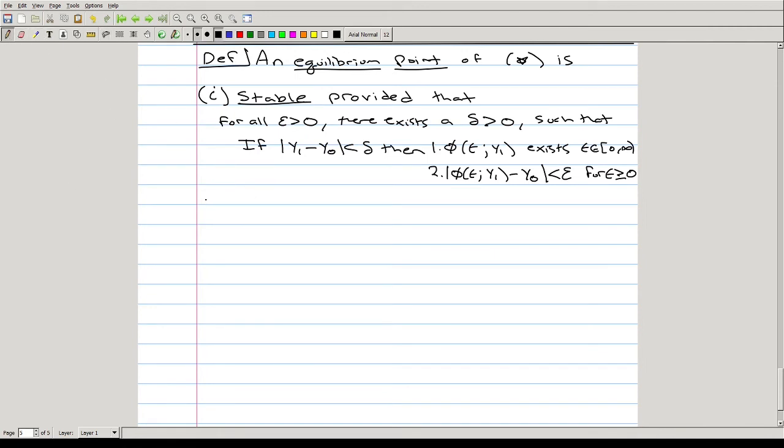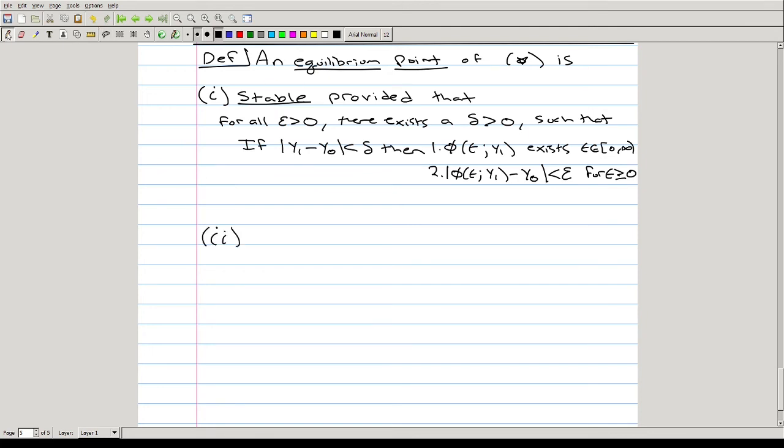And furthermore, it's important to point out that stable here does not mean that it approaches the equilibrium point. It just means that for any tolerance epsilon, for initial conditions that start close enough, within delta of the equilibrium point, the solution starting at that initial condition y1 will stay within epsilon of the equilibrium point. So within that tolerance of the equilibrium point.